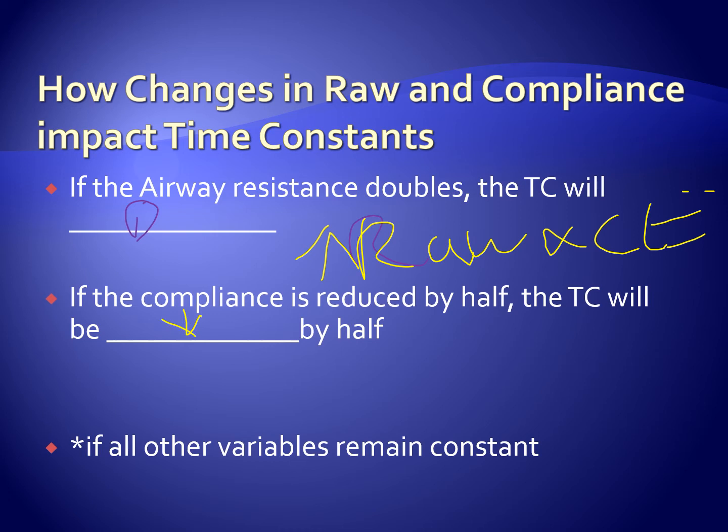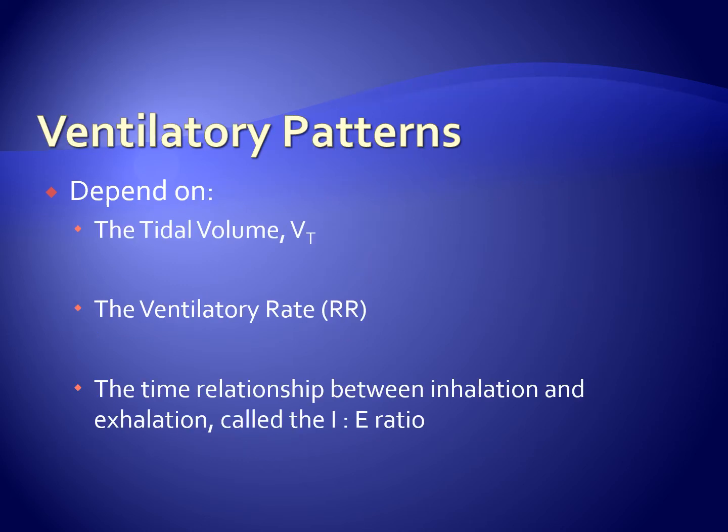Remember, the lower the compliance, right? That's more of your shot glass thing. The smaller the container, the shorter time it takes to fill it up or empty it, right? So if compliance is reduced by half, the time constant will also be reduced by half as well. So this is just showing that direct relationship. If either of these increases, then your time constant will increase. If either of these decreases, then your time constant will decrease.